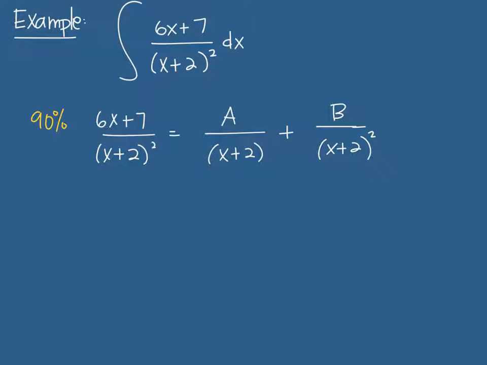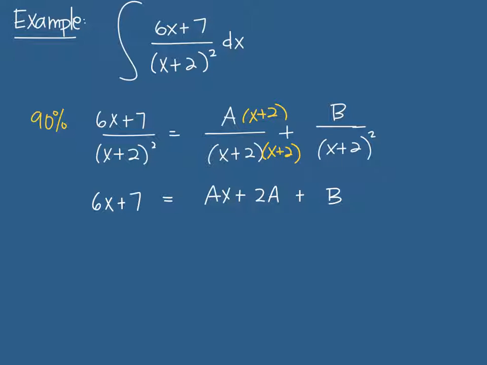So then, which is the only one that actually needs any multiplication? A, right. And I just need to multiply that by x plus 2. I don't even have to do anything to the other one. So I'm going to have 6x plus 7 being equal to ax plus 2a plus b.